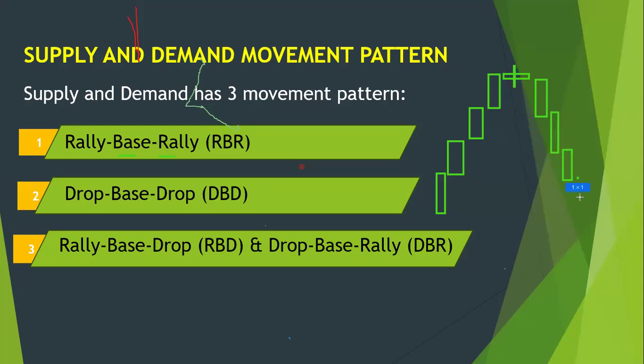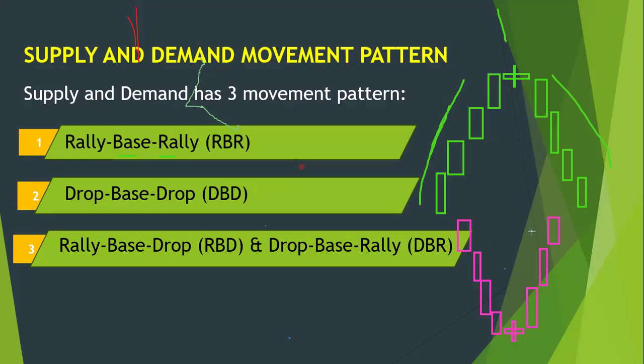So that is the reversal pattern of supply and demand. Rally base drop is used at the top to know when the market is reversing. So we have rally, we have base, we have the drop. The opposite is drop base rally. This is the reversal pattern of a downtrend back to an uptrend. So whenever you spot this on the chart, you know that the market is reversing.